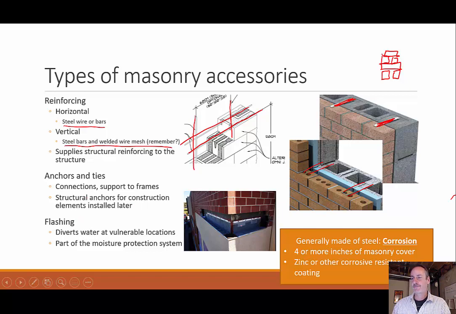Could also have this flashing built in. Flashing is to divert the water, so if you get water inside your brick, it'll keep it from settling and getting stuck in this little part, and the flashing will let it run out.